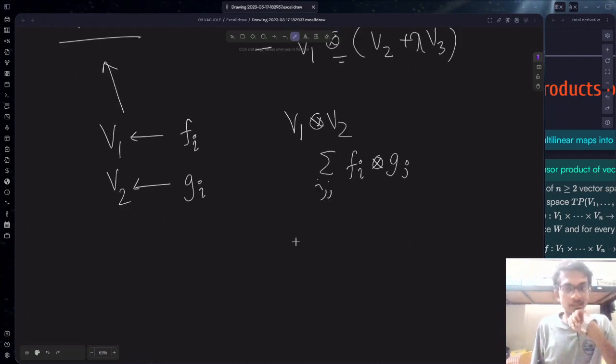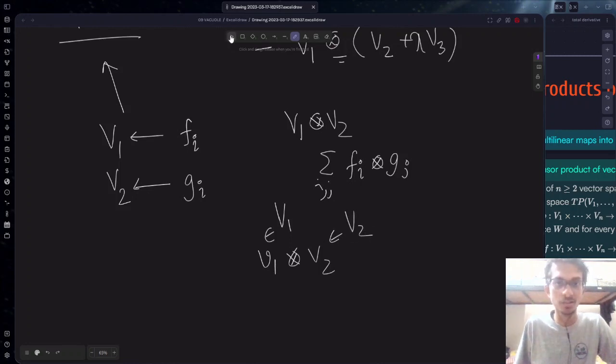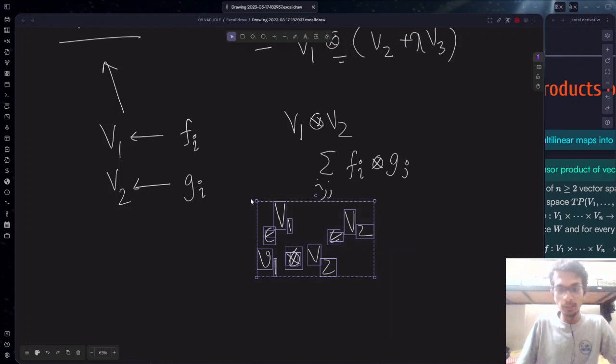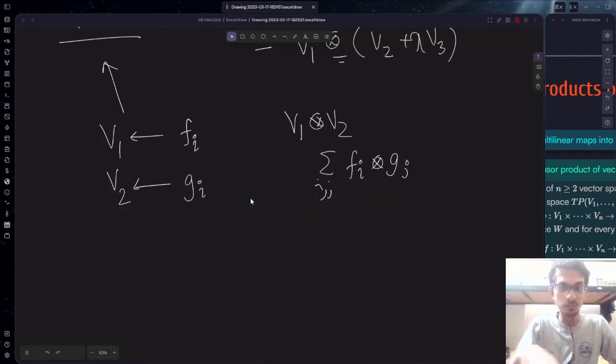A typical element would look something like v1 tensor product v2. So this will be coming from V1 and this will be coming from V2. They would not commute, of course, because they can't. Even if I am just doing a tensor product of V1 and V1, they would not commute. So this operation is not commutative.